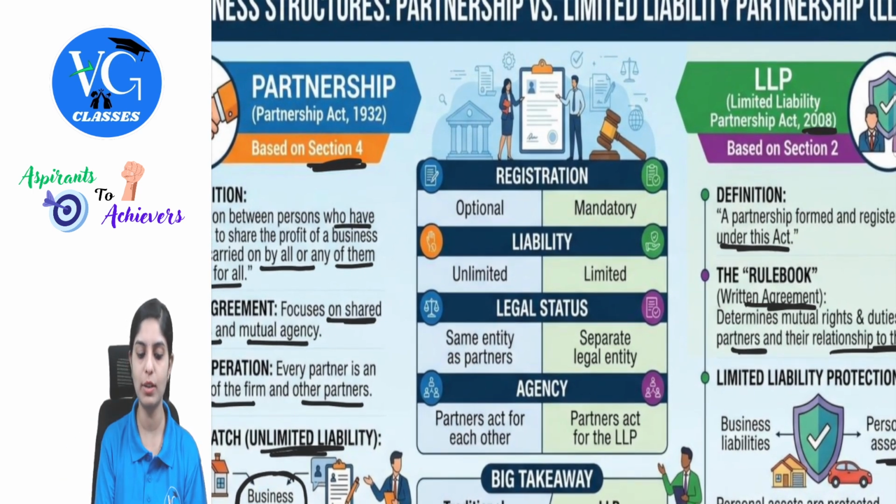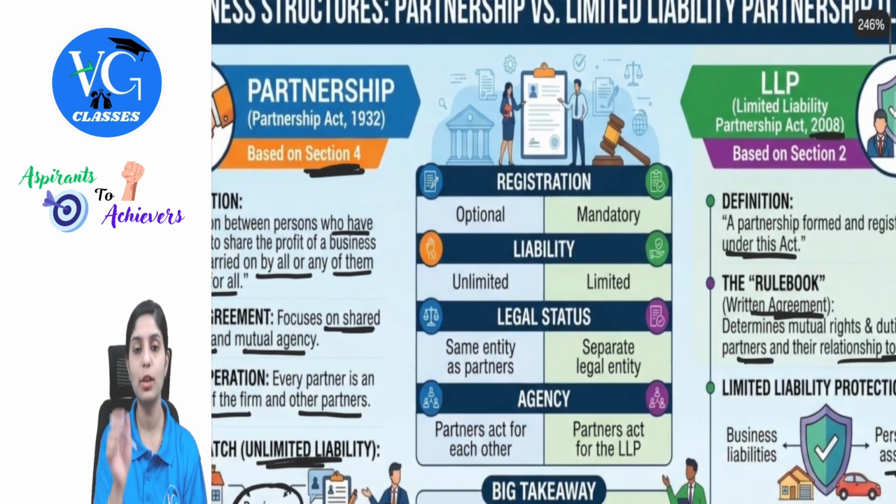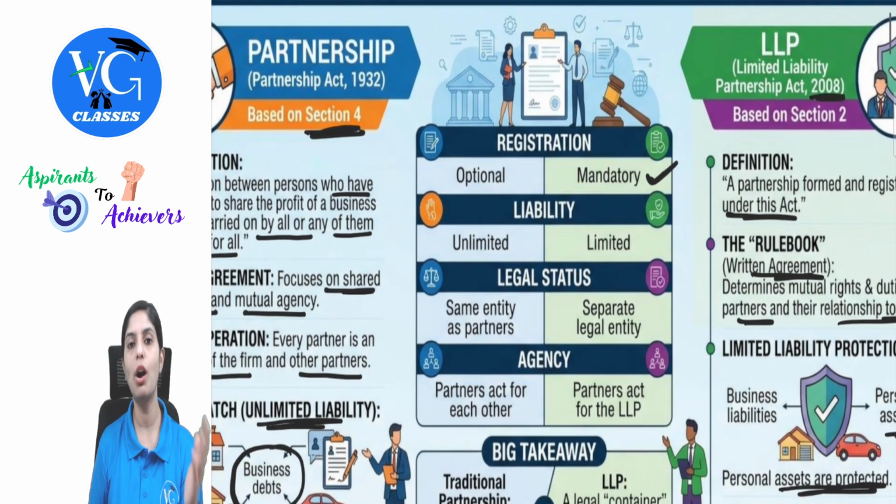Some common points to consider here are, first, with respect to registration. For a partnership firm, it is purely optional. There is no mandate to register. Whereas under LLP, registration is a must. So there is mandatory registration. You cannot operate a limited liability partnership without registration. Second point, coming to liability, as we saw, a normal partnership has unlimited liability and an LLP has limited liability.